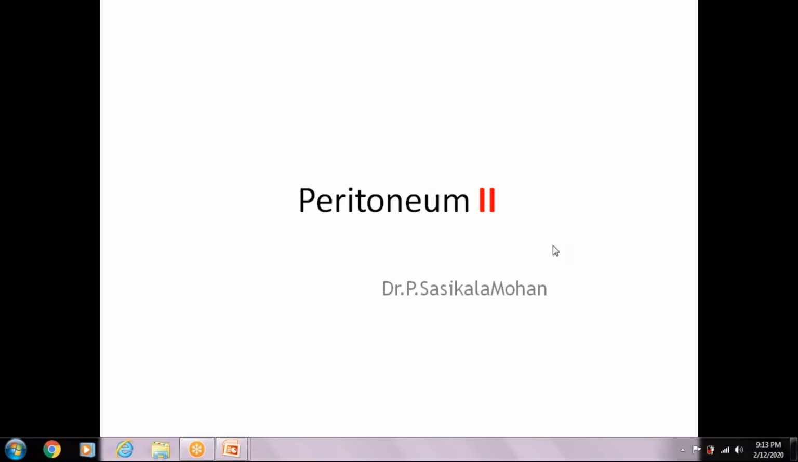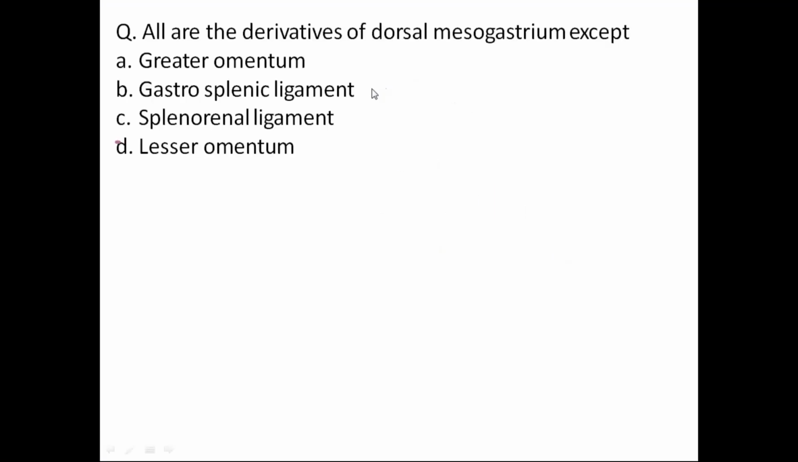So before going into this, will you answer this? All are the derivatives of dorsal mesogastrium except what is the answer? Lesser omentum. Okay, good. Lesser omentum is the derivative of ventral mesogastrium.